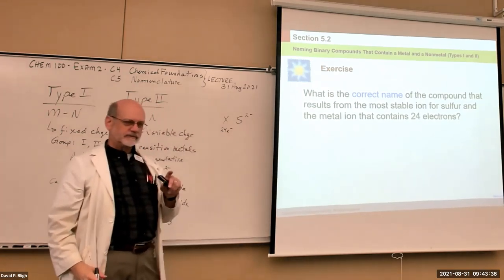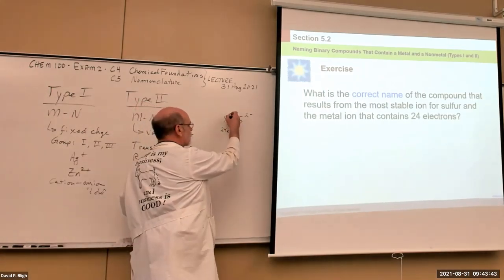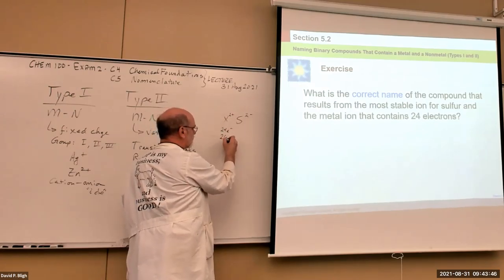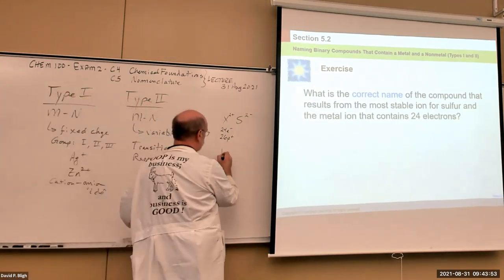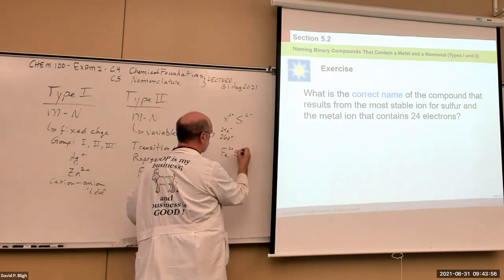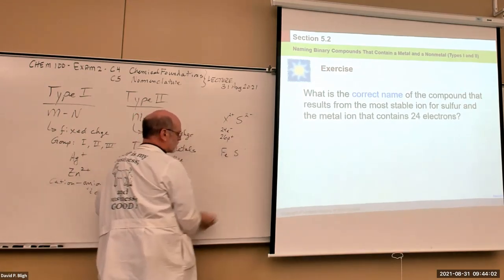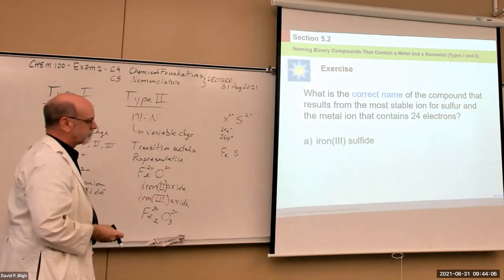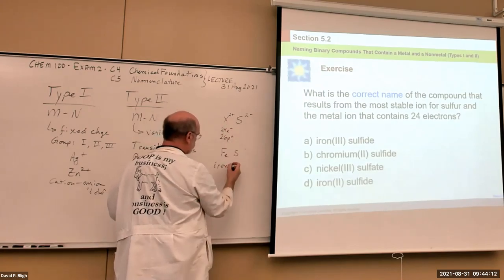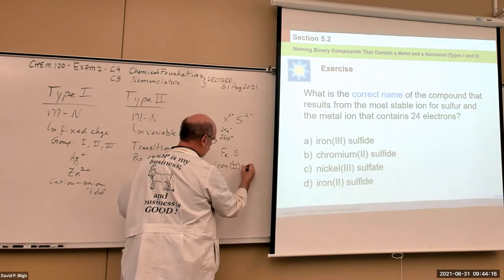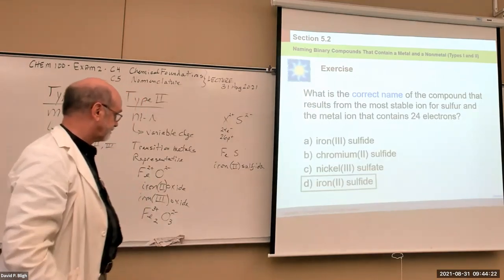So we have to assume, that's the problem with this, we have to assume that there's only one of these. So if there's only one of these, it has a 2 plus charge, which means it has to be 26 protons. And 26 protons is iron. So we say iron 2 plus, sulfur 2 minus. That's just bookkeeping, right? You don't write that in there when you write the compound. You only need one of each, FeS. And then you name it. So it would be iron 2 plus sulfide. Okay.